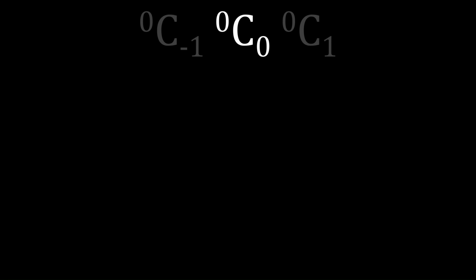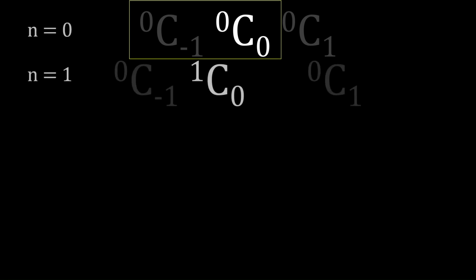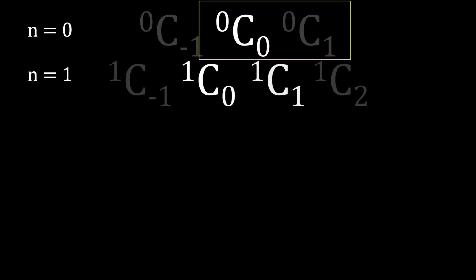Now, let's try the sum of the terms below. To the left would be 0 choose -1 plus 0 choose 0, which by the formula we just derived earlier will be 1 choose 0. To the right would be 0 choose 0 plus 0 choose 1, which, applying the formula again, is just 1 choose 1. We can apply the same formula for these grayed out terms, but I won't cover that now.